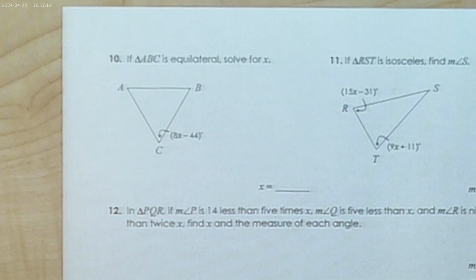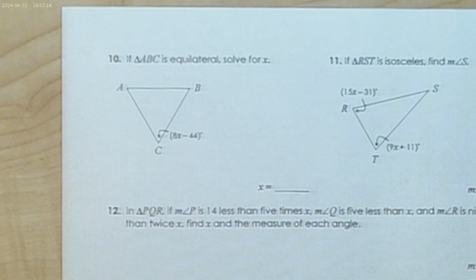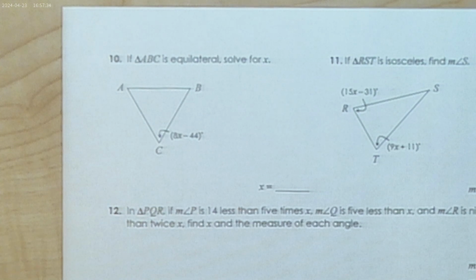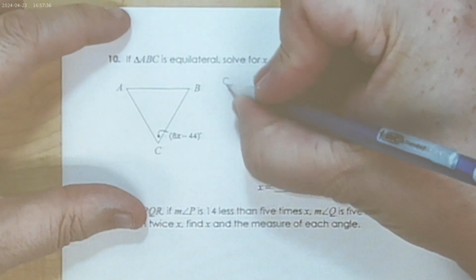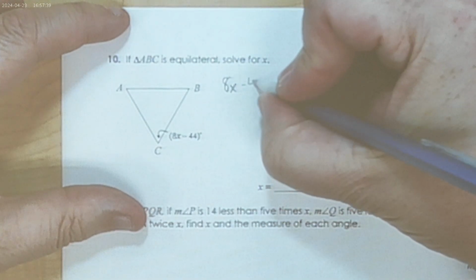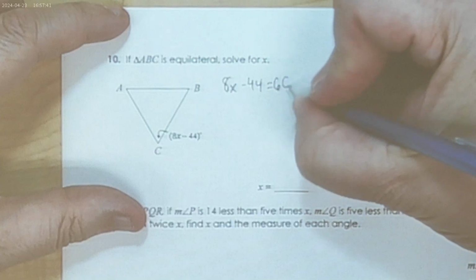The key feature about equilateral triangles is that the sides can be anything, but whatever the sides are, they're equal to each other. That's no big surprise. But the big thing you have to remember about equilateral triangles, more than anything else, is that their individual interior angle measurement is always, always, always going to be 60. So that means 8x minus 44 equals 60.